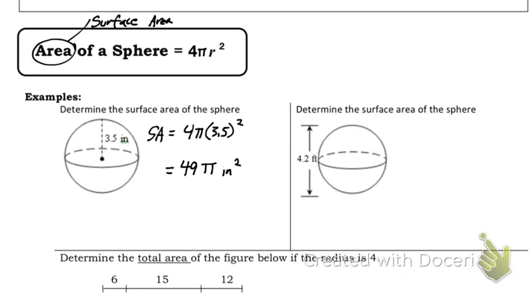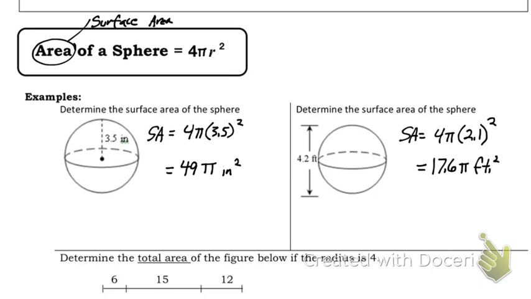All right, our next one. Well, I have a line there, so my radius must be 4.2, correct? Nope. What is it then? 2.1. Yep. So we just plug in the surface area formula. Surface area equals 4 times pi times my radius. Well, my radius here is 2.1, and we're going to go ahead and square that. And this one's going to be 17.6 pi feet squared.